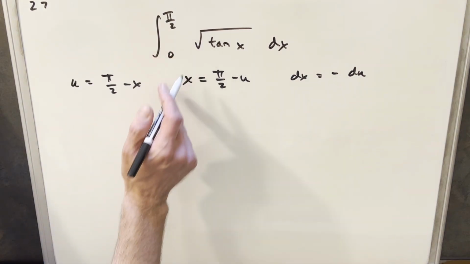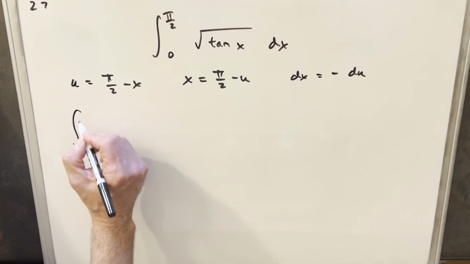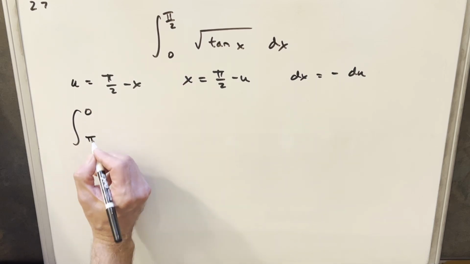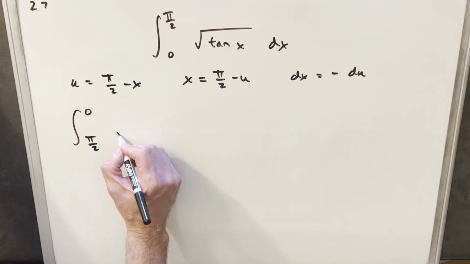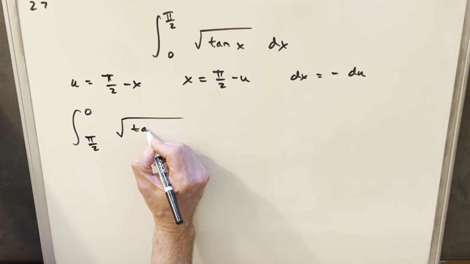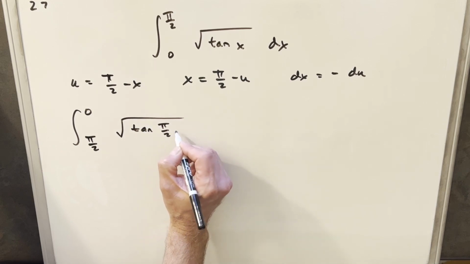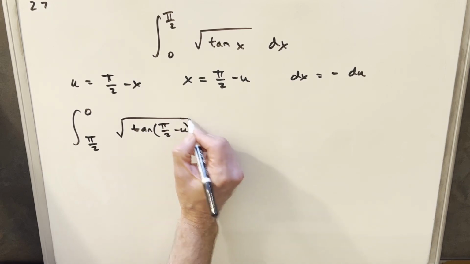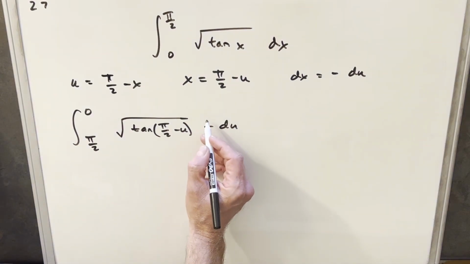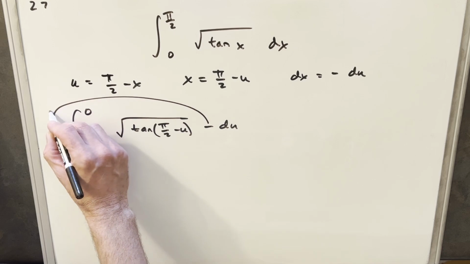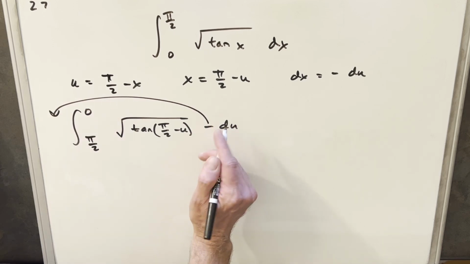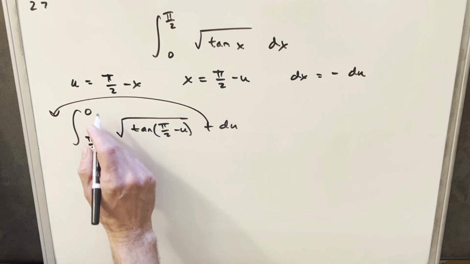Plugging in pi over 2 for our upper bound, we'll have a 0. Plugging 0 in, we'll have just pi over 2. Then we'll have the square root of the tangent. Plugging in x, we're going to have tan of pi over 2 minus u, and we're going to have minus du here. What I can do with this minus sign is bring it out front and use it to flip my bounds. Rather than rewrite the whole thing, I'm just going to do that, so we'll just rewrite this over here.